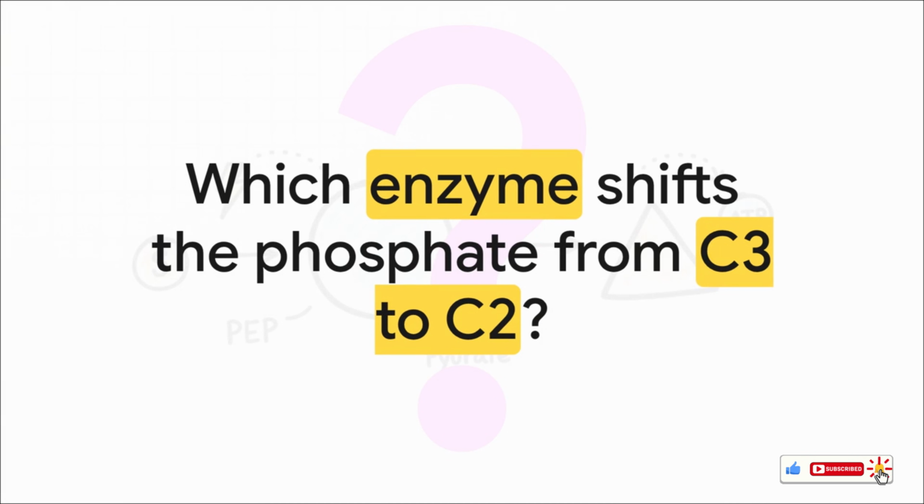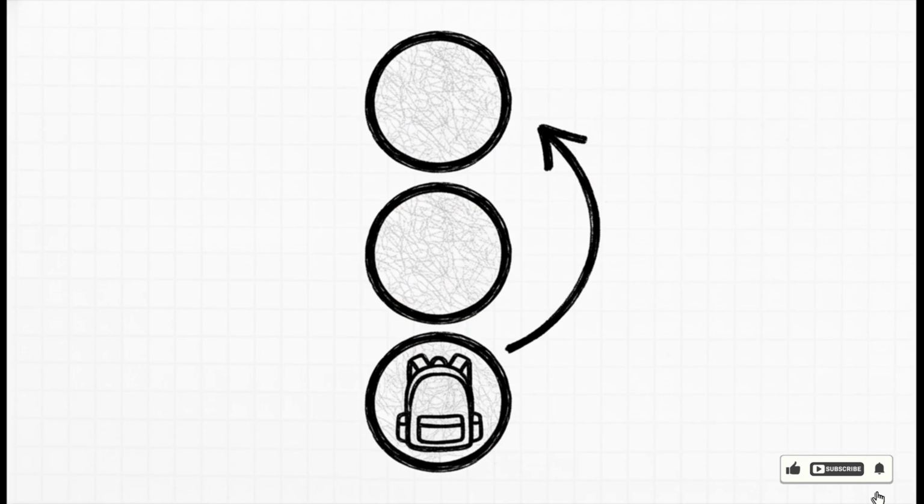Okay, let's do a quick rapid-fire recall question regarding our earlier molecular housekeeping step. Which enzyme catalyzes the shift of the phosphate group from carbon 3 to carbon 2? The answer is phosphoglycerate mutase. Just remember the name itself gives it away. A mutase simply mutates the position of a functional group. It's like moving a backpack from the bottom to the middle without changing the overall chemical formula of the molecule.